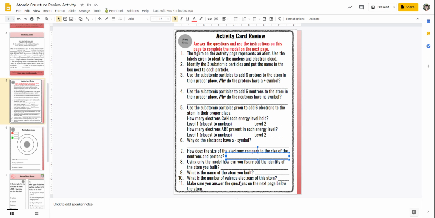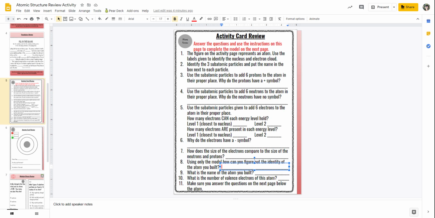How does the size of the electrons compare to the size of the neutrons or protons? Is it bigger or smaller? Then using only the model, how can you figure out the identity of the atom that you built?